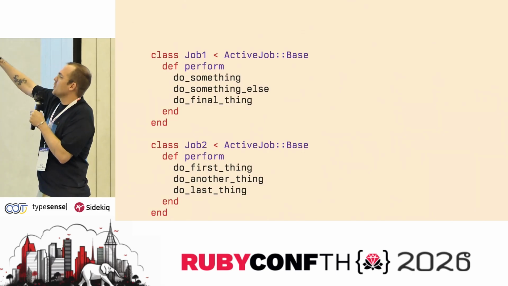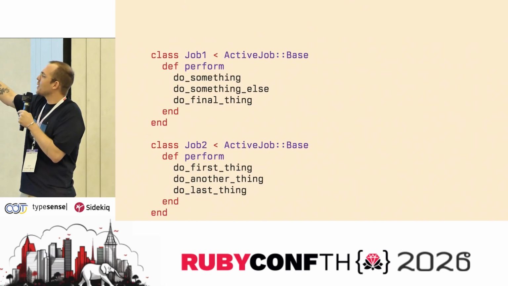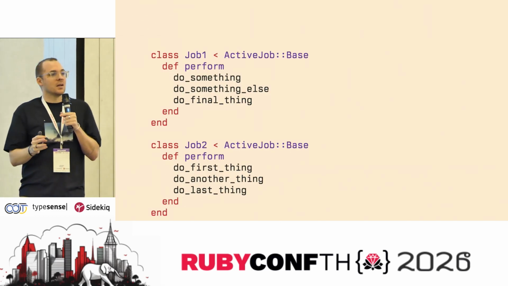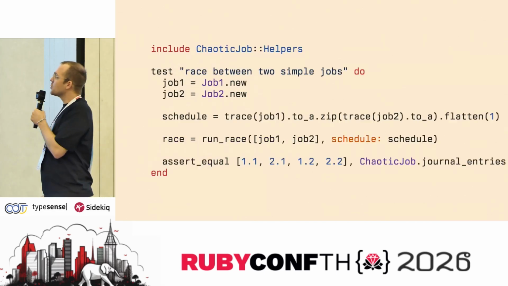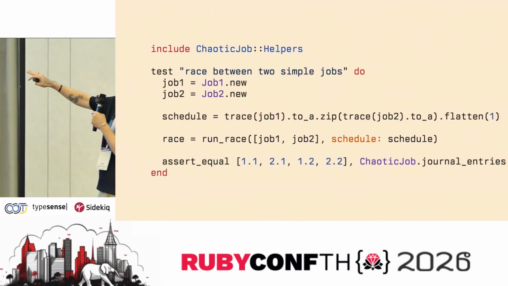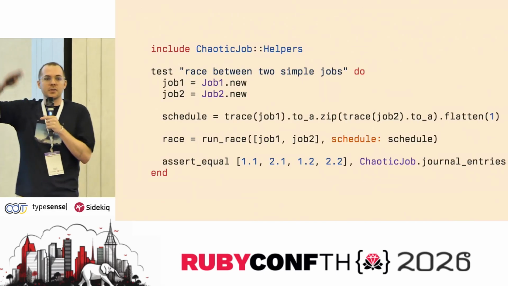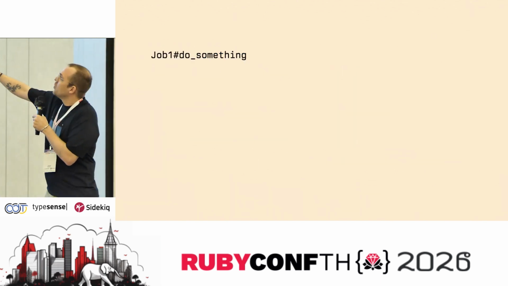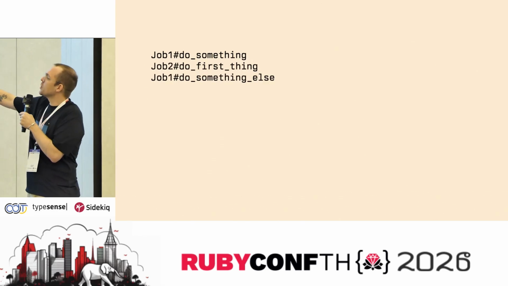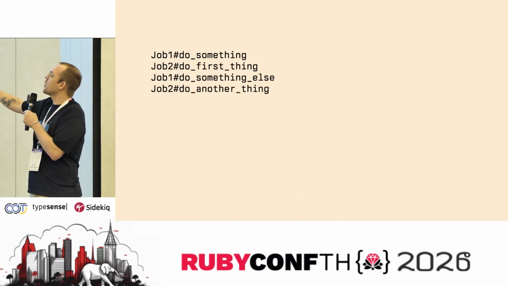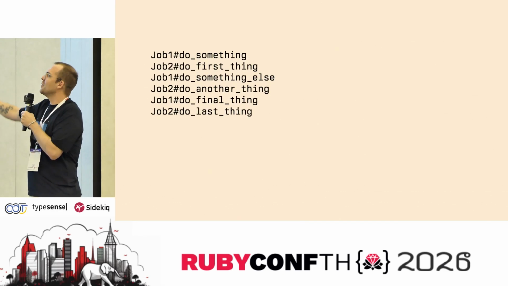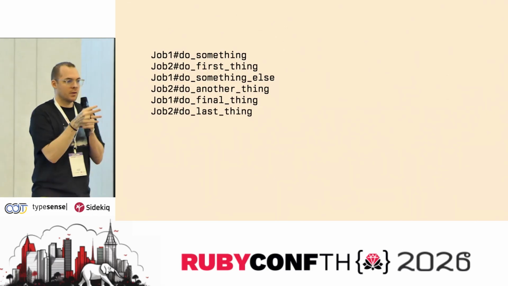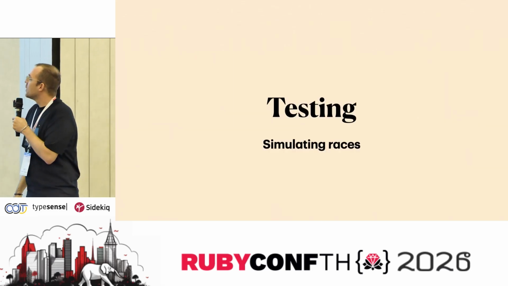Right? So if we imagine two jobs, do something else, do final thing, do first thing, do another thing, do last thing, and we want to test a race condition between these two jobs, we could imagine tracing both of them, right? Getting the full set of their operations, and let's just zip them up. Let's do something from job one, do the first thing from job two, do something else from job one, do another thing from job two, do the final thing from job one, do the last thing from job two. This might be a particular schedule of interleaved operations.